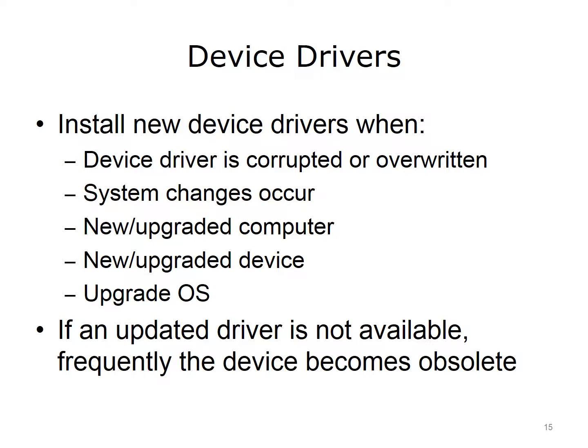If the device driver becomes corrupted or overwritten, a new one must be installed. Also, when there are any changes in the system, another version of the driver must be installed. When you get a new PC, you have to get drivers for all attached devices. New devices require new drivers. Upgrading the OS may require new device drivers, which are usually available online at the device manufacturer's website. If there are no new drivers available for old devices, these devices become obsolete.